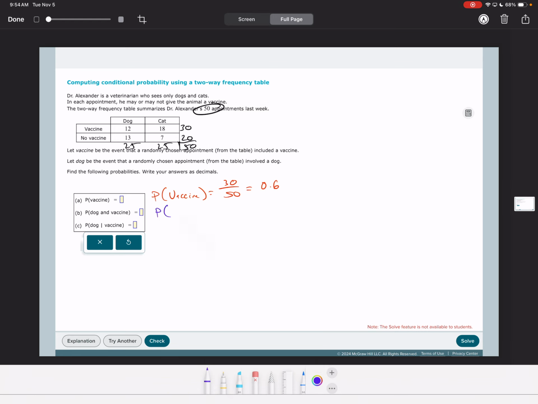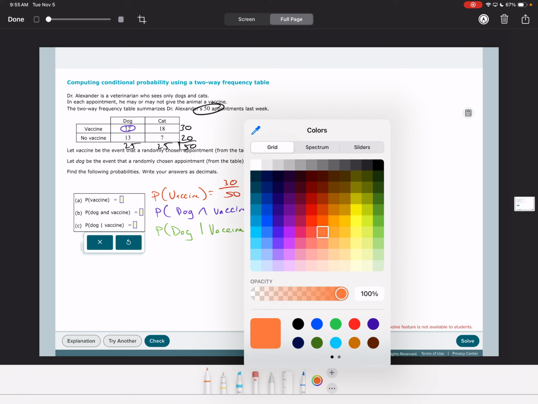The probability of a dog and a vaccine. So dog and vaccine, this is the intersection, so where dog and vaccine meet, that's just 12 out of 50, so that's 24%. And you're welcome to use the formula that they explain after that. You can use those two numbers in a formula. But I like to think about it like we're here to learn how to think. So what's the probability that we randomly pick a dog given that it's a vaccine?